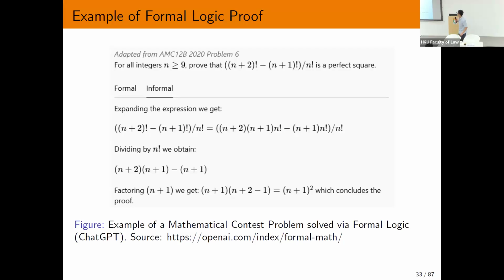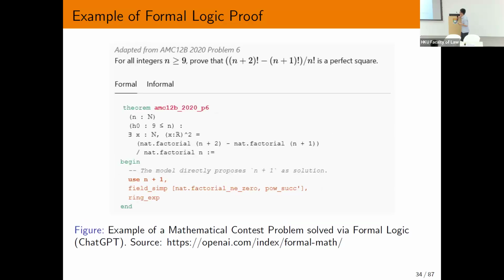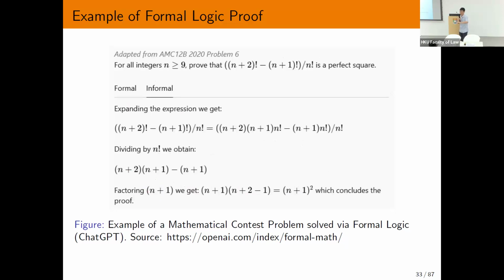Here's a question from a high school contest. It's much harder than typical high school problems; it's a high school mathematical contest. Show that this expression is a perfect square. If you want to, you can do it on your own. This is the answer that they gave, in human-readable language. But actually, at the back of this, you can't put this prompt into ChatGPT anymore.